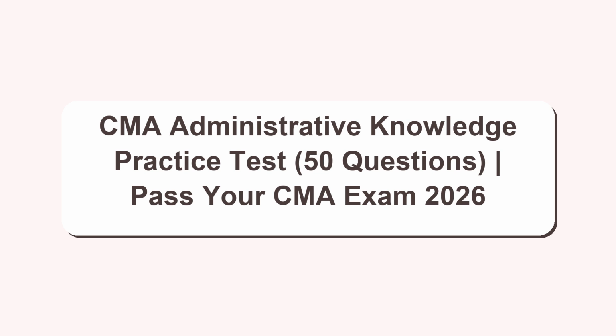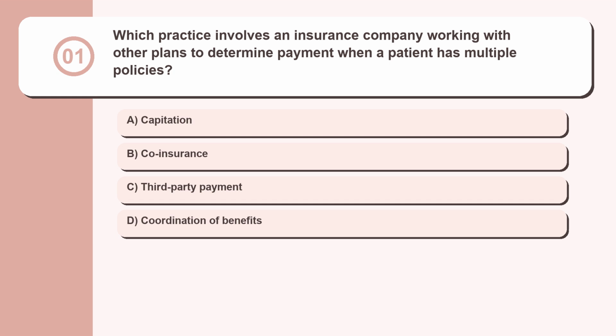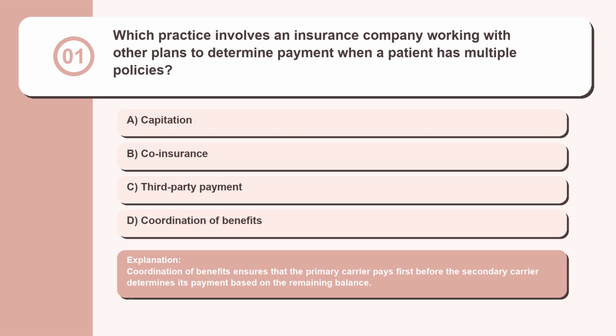Let's begin. Question 1. Which practice involves an insurance company working with other plans to determine payment when a patient has multiple policies? Here are your options. Option A, capitation. Option B, coinsurance. Option C, third-party payment. Option D, coordination of benefits. Explanation. Coordination of benefits ensures that the primary carrier pays first before the secondary carrier determines its payment based on the remaining balance.